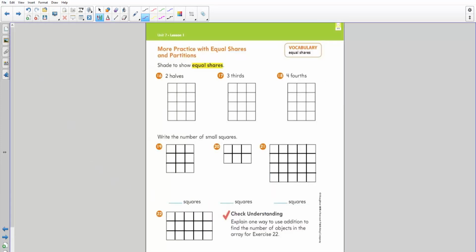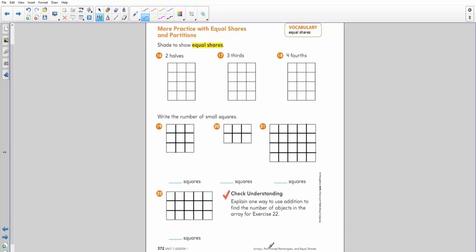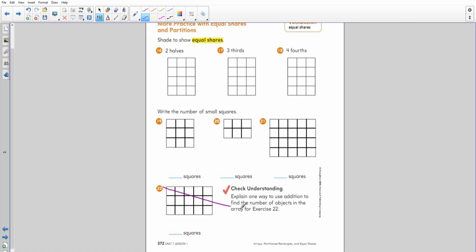All right, friends. I'm going to tell you right now on page 372, we're going to cross off a little something here. Ready? We're going to get rid of this at the bottom. We're also going to get rid of number 16, number 17, and, well, number 18. What I'd like you to quickly do is figure out how many small squares there are on number 19, 20, and 21. Pause the video and come back to find your answer.